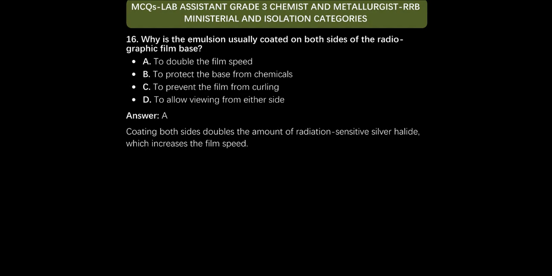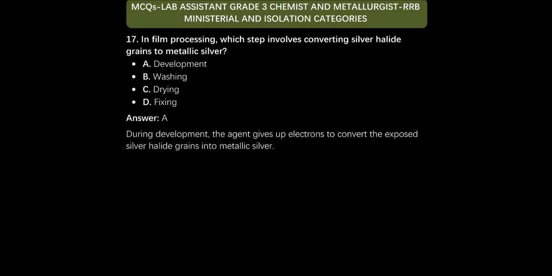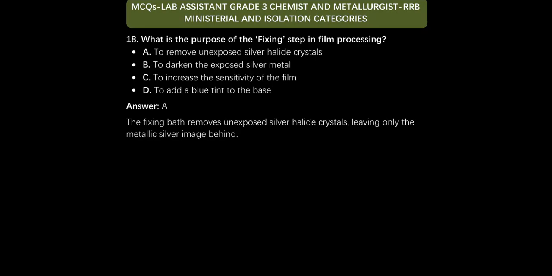Why is the emulsion usually coated on both sides of the radiograph film base? Option A, to double the film speed. In film processing, which step involves converting silver halide grain to metallic silver? Option A, development. What is the purpose of fixing step in film processing? Option A, to remove unexposed silver halide crystal.